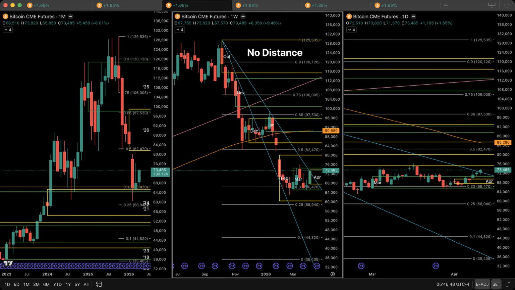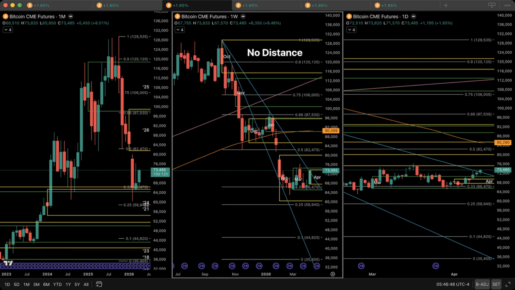Now the monthly. Price falls from the upper range. It looks like continuation, but it cannot hold. It drops. Then it stops. Then it comes back. Now the monthly confirms. Move exists, but holding fails.